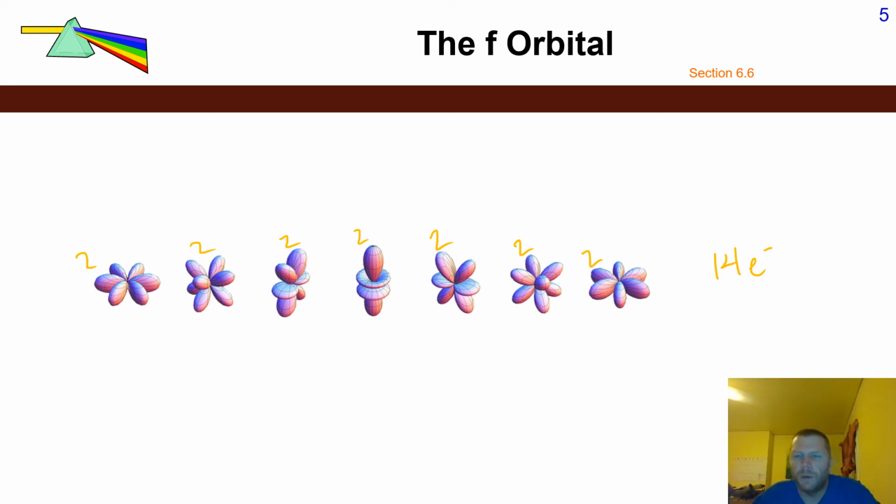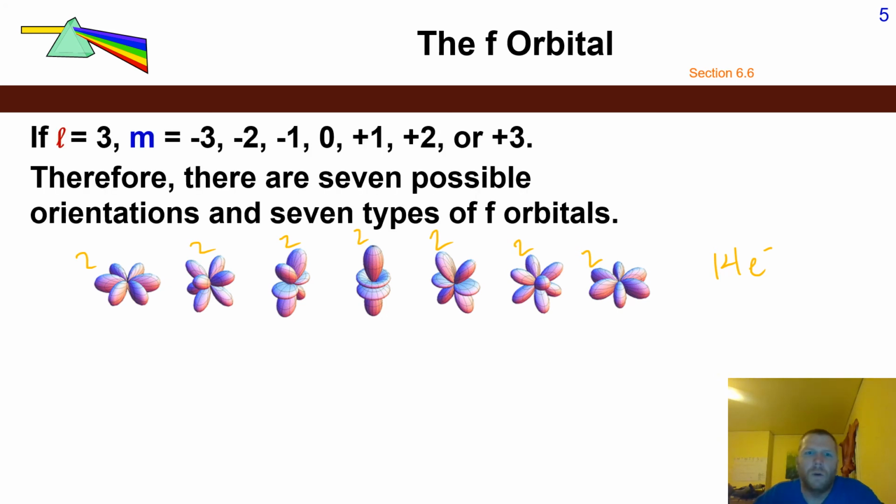Now, what is an f orbital? Well, an f orbital is one in which the L value is equal to 3. Therefore, your M sub L has how many different values? It could be -3, -2, -1, 0, +1, +2, +3. There are a total of 7 possible M sub L values, and there are 7 displays of the f orbital.